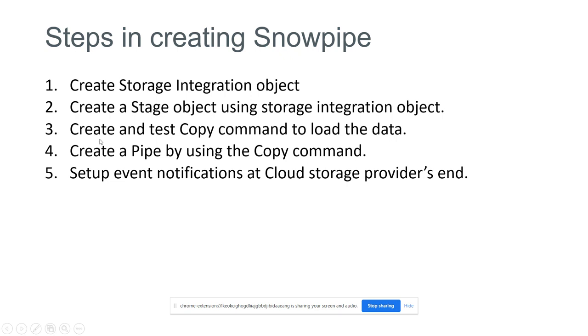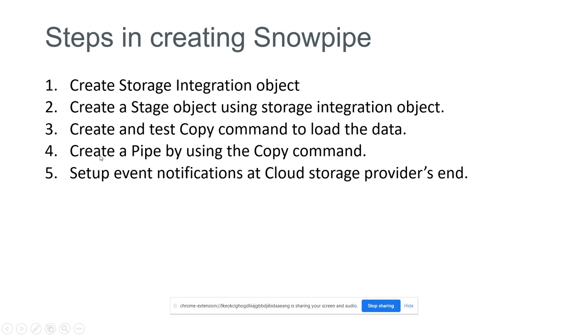Then we have to create and test the copy command to load the data. Suppose just assume the file is there and I want to copy that file. What is the command we use? Copy command. So let's create and test your copy command to make sure it is working properly. Then you can create a pipe by placing this copy command inside this pipe. First of all, just like a sample, create a copy command and make sure that copy command is in runnable state. Then create a pipe by using this copy command. We'll show you how we can create a copy command and how we can create a pipe. The syntax I will show you in the next slide.